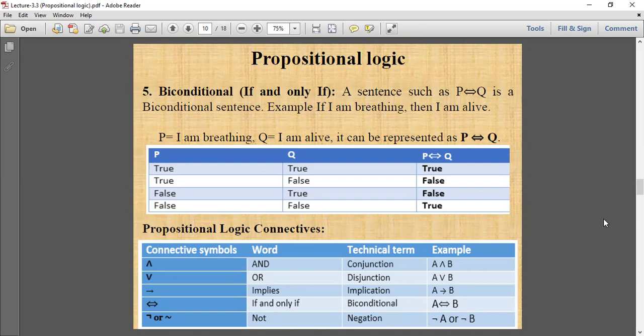Now there are some propositional logic connectives. This is AND symbol, this is OR, and this is implies. This is if and only if, you can say double implication. This is negation, not symbol. This is conjunction A and B, disjunction A or B, implication A implication B, biconditional A double implication B, negation A or negation B. Thank you.